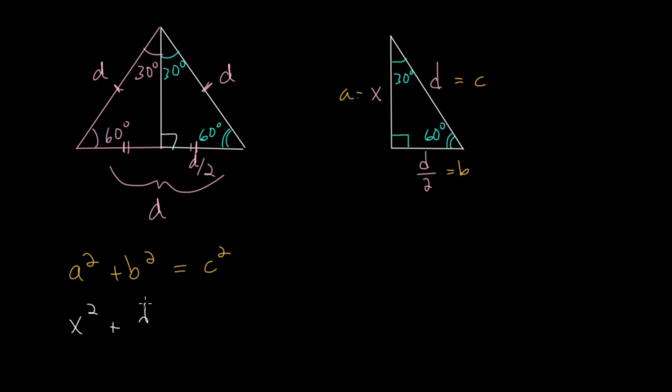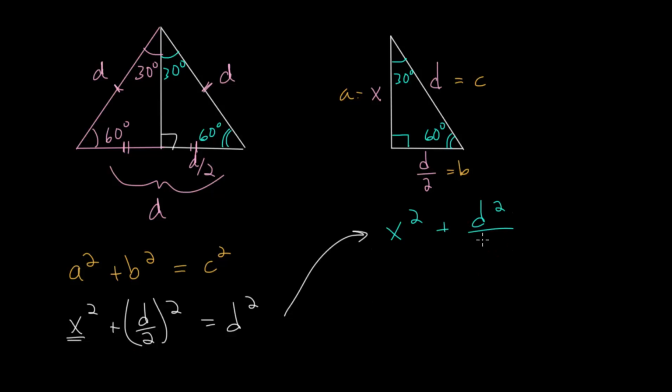So B, that is D over 2 squared, or let me just write it more explicitly. We're taking this fraction and we're squaring it, and this is equal to D squared. So from here, we just need to simplify this and solve the equation for x. So let's work up here. We have x squared plus (d over 2) squared. So that's d over 2 times d over 2. So we're going to get d squared over 2 squared, which is 4. And this is equal to d squared. And we'll have to subtract this from both sides.